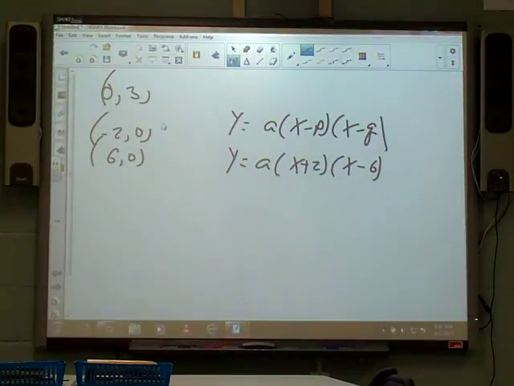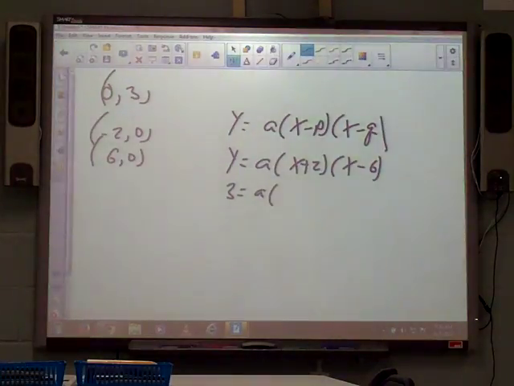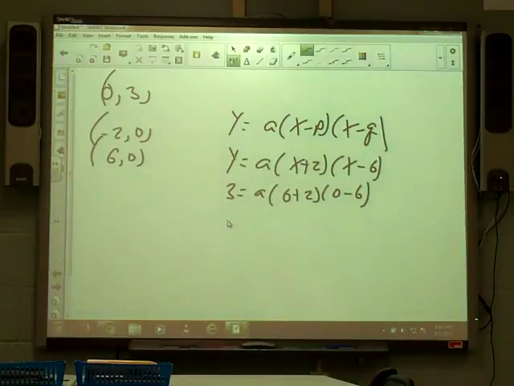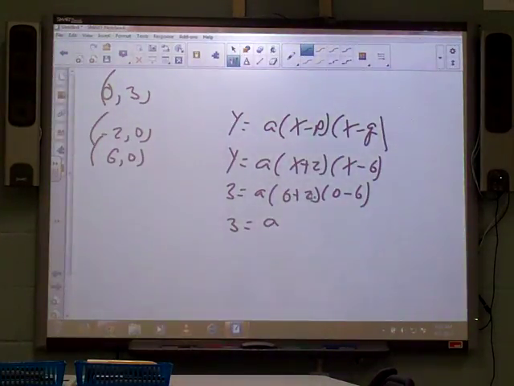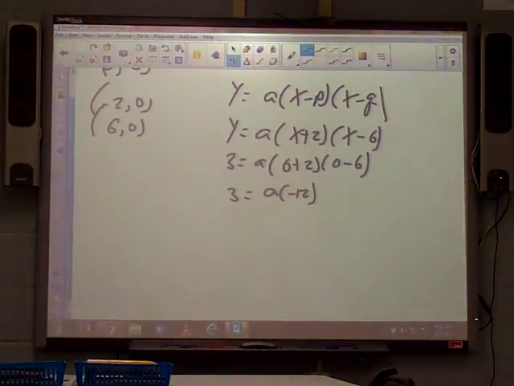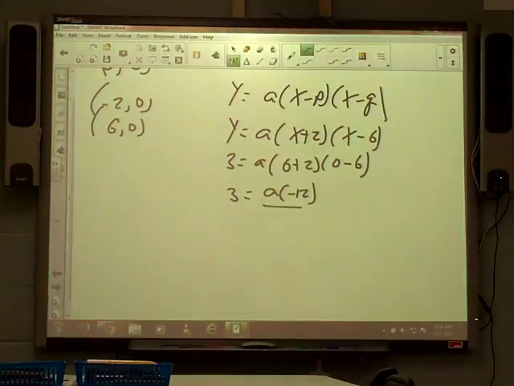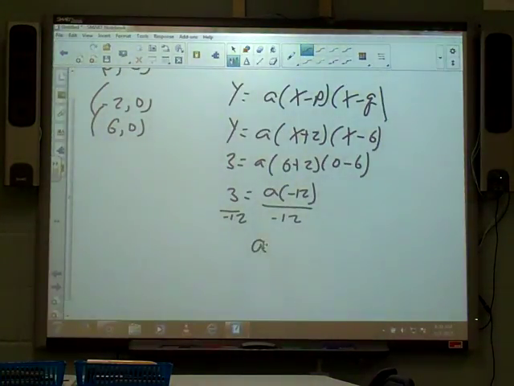So 0 will go in for the x's and 3 will go in for the y. 3 equals a times 0 plus 2 times 0 minus 6. So that's 3 equals a times 2 times -6, which is -12. I'm trying to solve for a. It's being multiplied by negative 12, so I'm going to divide by negative 12. My a would be negative 1/4.